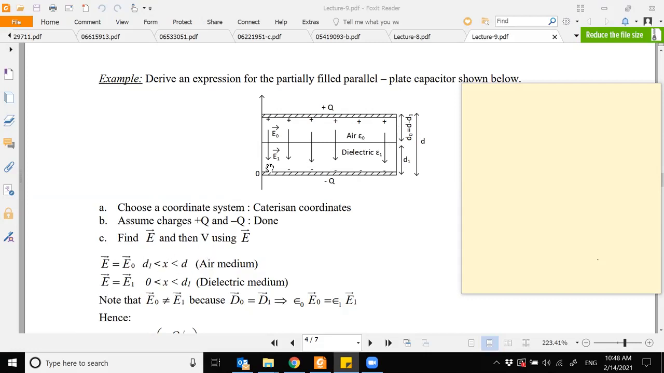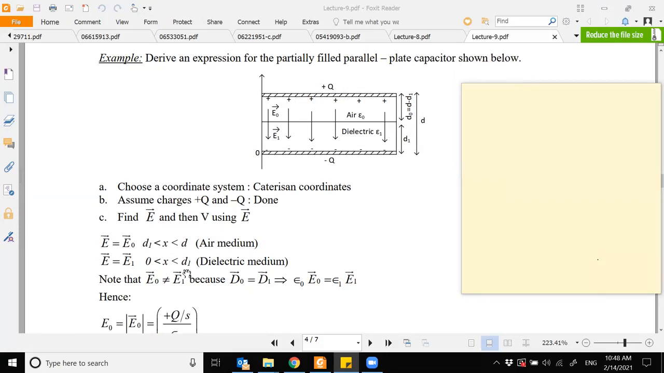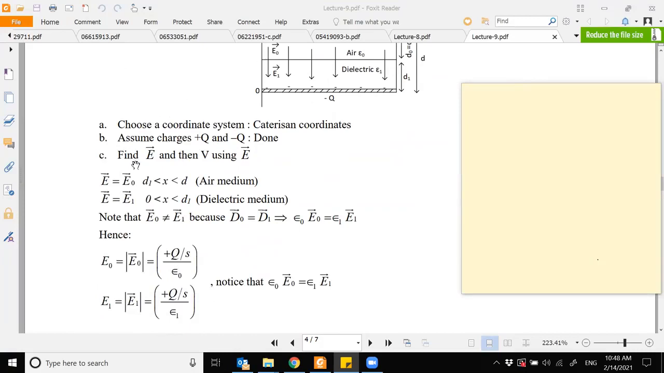And then it is E1 when I'm in this region, that is from 0 to D1. Then D1 to D is the dielectric medium, because this is my D value. Now we just find our E0 bar and E1 bar, and that's it.